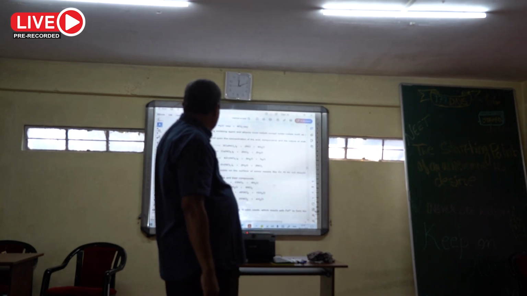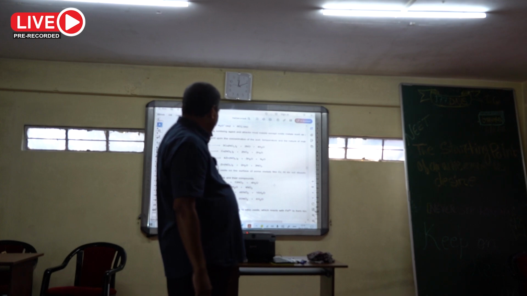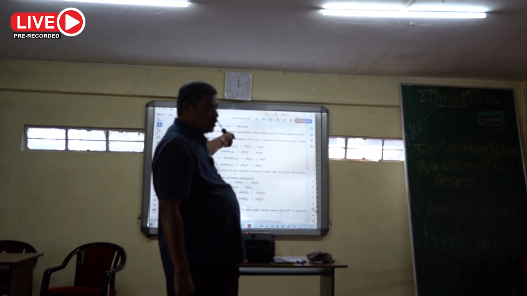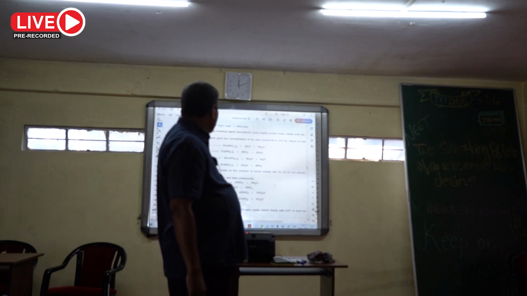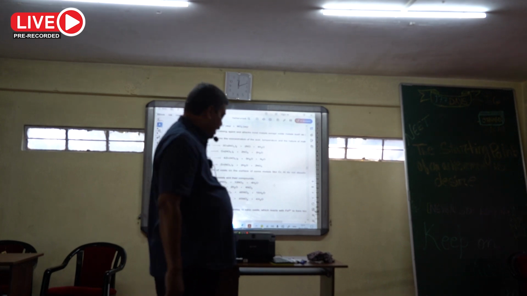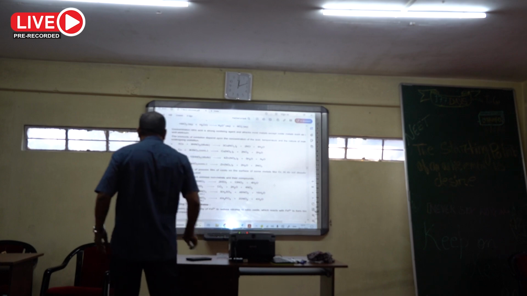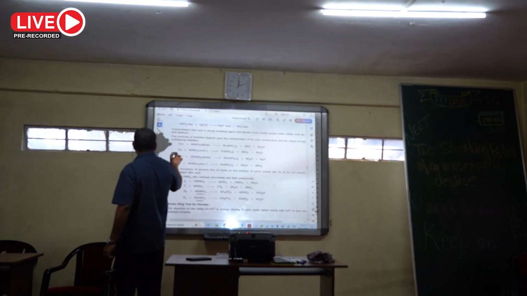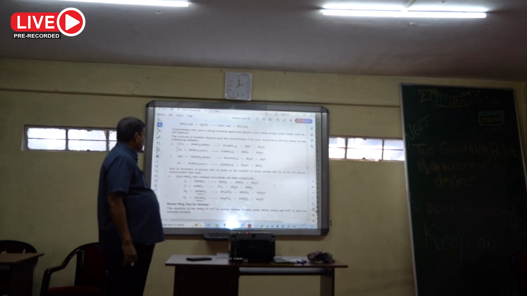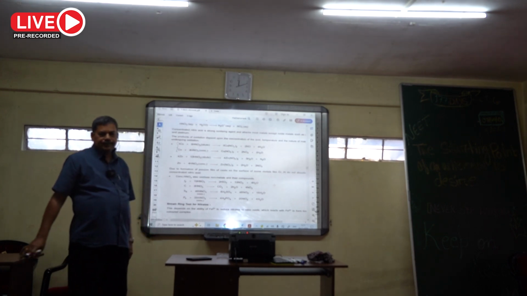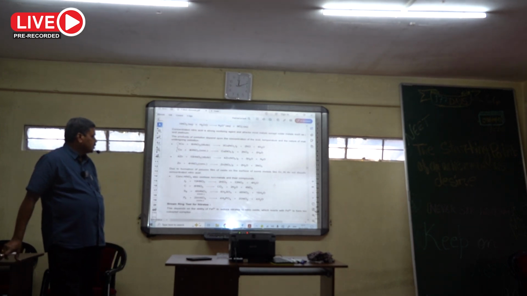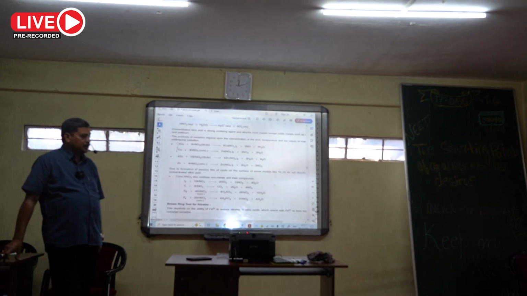Here see the first two: copper plus dilute HNO3, we are getting cupric nitrate plus NO plus H2O. Same copper with concentrated nitric acid, it is giving NO2. So write the first two. This is one important point. Copper plus dilute HNO3, cupric nitrate plus NO plus H2O.